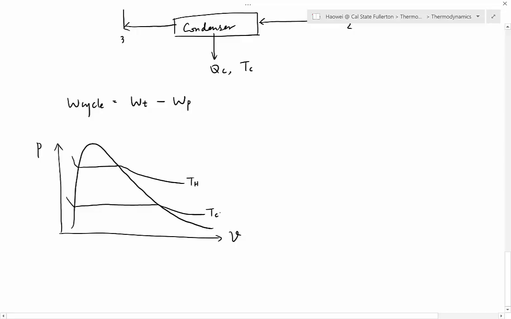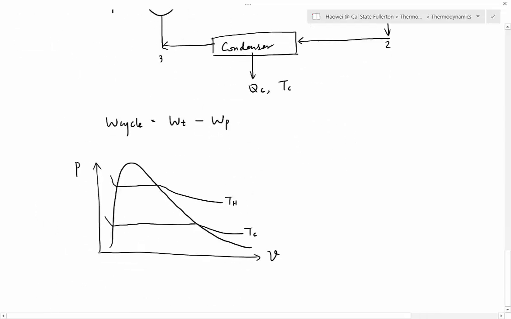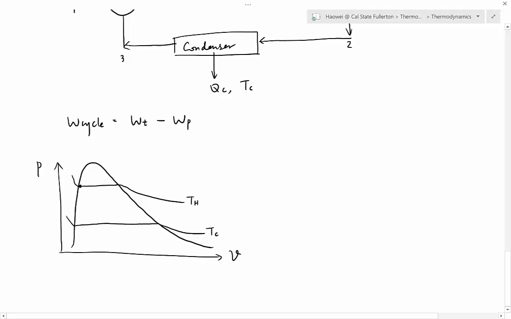Okay, let's start from 4 to 1. If you take a look, 421 is at constant temperature TH, so 421 must be on the TH line. And then we know point 4 is F point and point 1 is G point. So 421 is pretty straightforward. This must be point 4 and this must be point 1. On the TH line, point 4 is F, point 1 is G. This is the F point and this is the G point. Okay, and now let's continue.